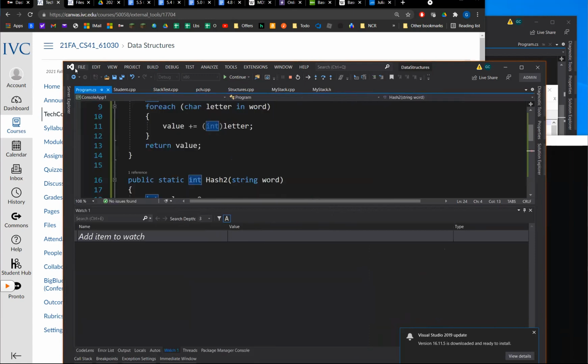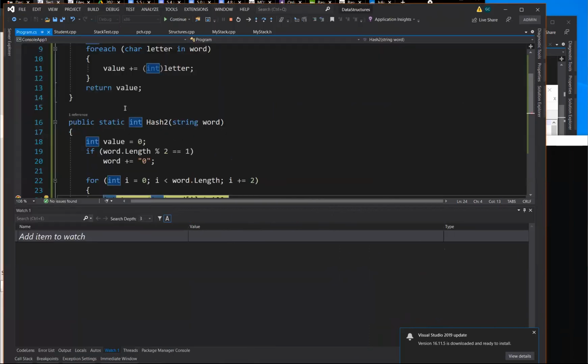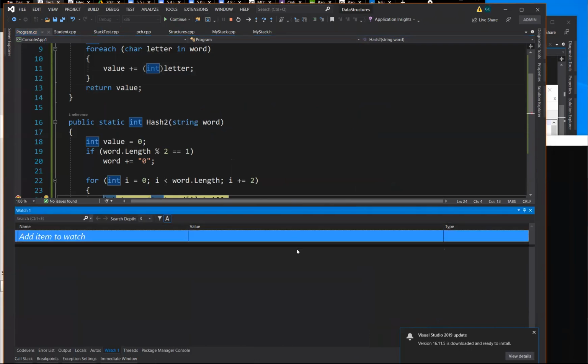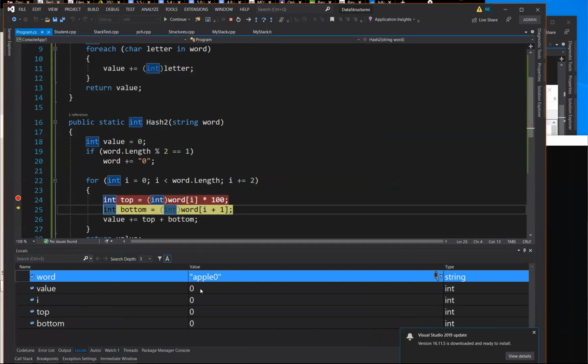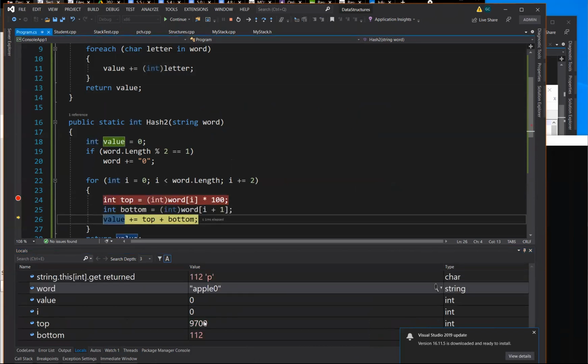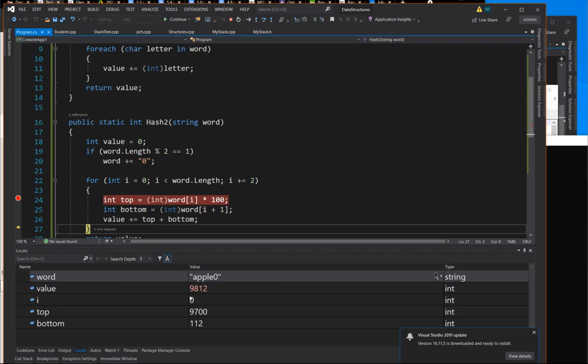Let me get my windows smaller in size so I can still see. All right, so my word is apple0 because I did some padding here. The A and the P are going to be grabbed. A is 97, so we multiply by 100 to shift all that data over. And the bottom was 112, and we add that in. Probably better to shift a little more since we're talking about 3 digits here, but whatever, good enough. And that gives us 9812 for the first 2 letters.